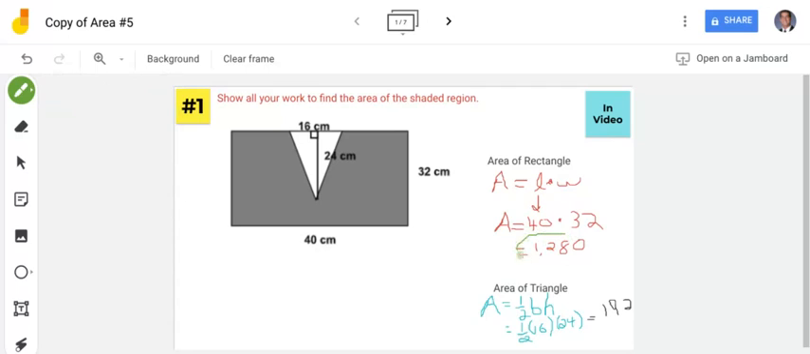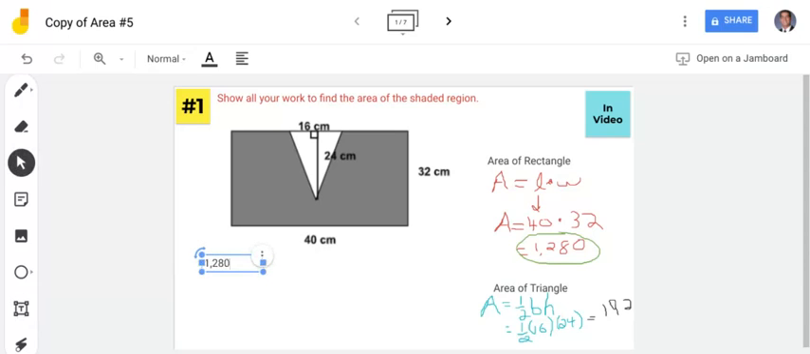Now the last step that we talked about, because I'm taking this triangle out of the rectangle, I need to start with the area of the rectangle, 1,280, and subtract the area of the triangle. I need to take that out. So 1,280 minus 192. If I do that in my calculator, I'm going to get 1,088.